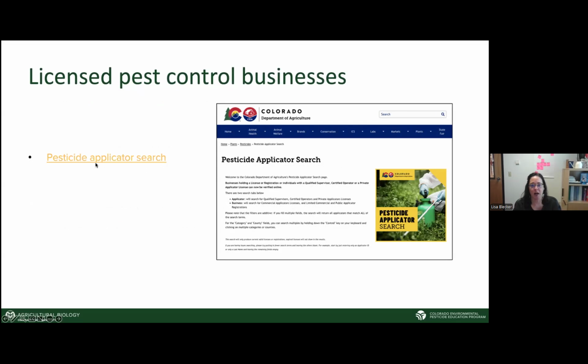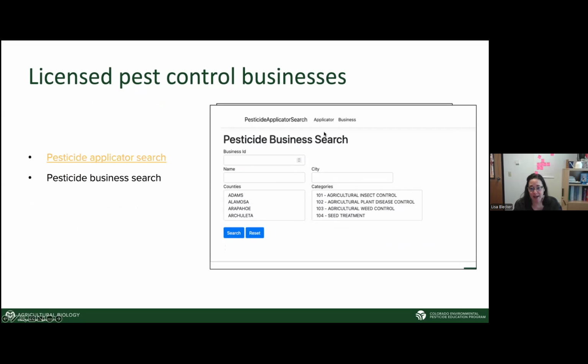You'll go to the Colorado Department of Agriculture. It doesn't seem logical, but you have to first go to the pesticide applicator search. And then from there, you can click on business. And so if you have their business ID, you probably don't. You can look at their name, or you can even search by pest control businesses in your county and what kind of pest control they do, different categories that they're licensed in.